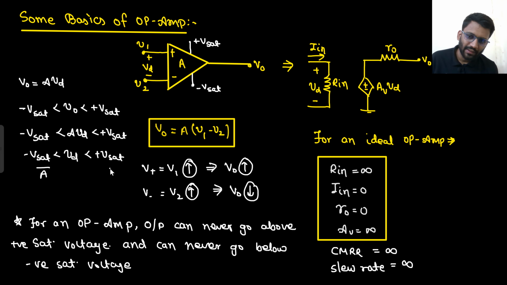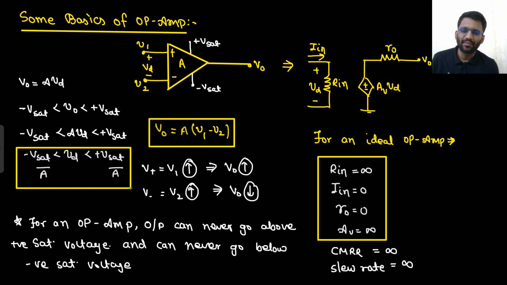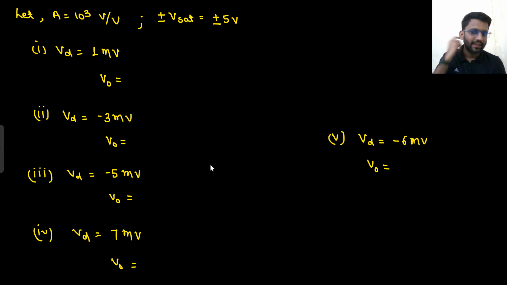This is one of the facts that you can remember. You just don't need to mug it up, it is a very simple fact that your output will always be between plus Vsat and minus Vsat. That's it. Well and good. Very easy thing. Now we will understand one thing.